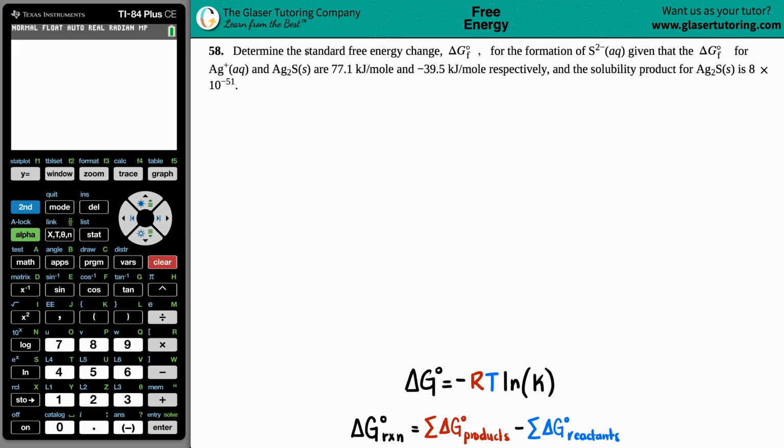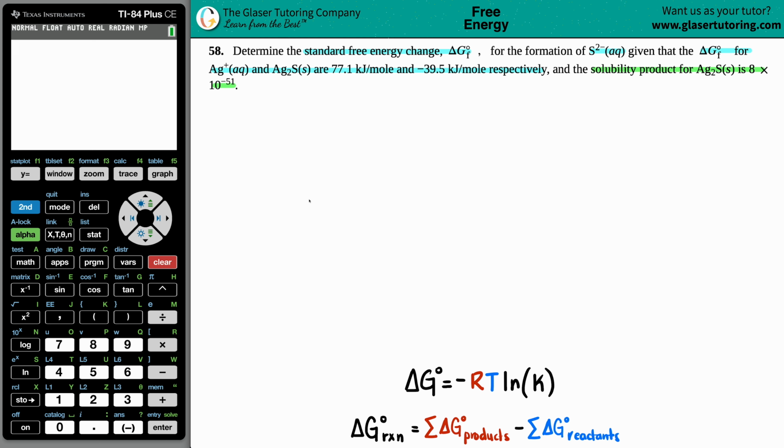58. Determine the standard free energy change, the delta G naught of formation, for the formation of S2 minus aqueous, given that the delta G naught of formation for Ag plus aqueous and Ag2S solid are 77.1 kilojoules per mole and negative 39.5 kilojoules per mole respectively, and the solubility product for Ag2S solid is 8 times 10 to the negative 51. Wow, okay. So where do we go from here?